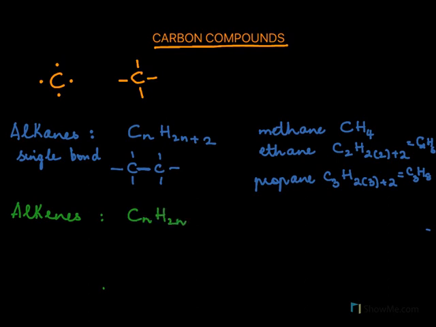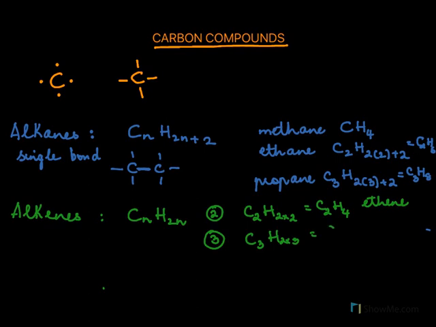CnH2n. The alkenes started with ethene, not with 1 carbon. It started straight off with 2 carbons, meaning C2H2n, 2 into 2, that is C2H4, and we called it ethene. Then the next with 3 carbons, that is C3H2 into 3, that is C3H6, and that was propene.